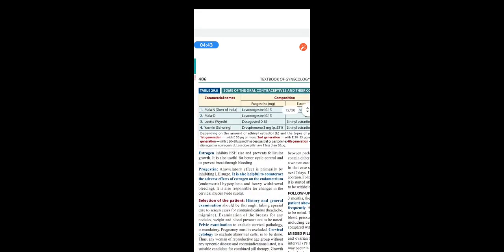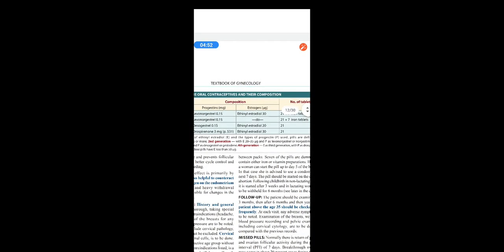So these are first generation, second generation, third generation. Depending on the amount of ethinyl estradiol and the types of progestin used, pills are defined as first, second, third and fourth generation. First generation, with ethinyl estradiol quantity 50 microgram or more, is called first generation. Second generation, ethinyl estradiol quantity is in between 20 to 35 microgram, and progestin as levonorgestrel or norgestimate.